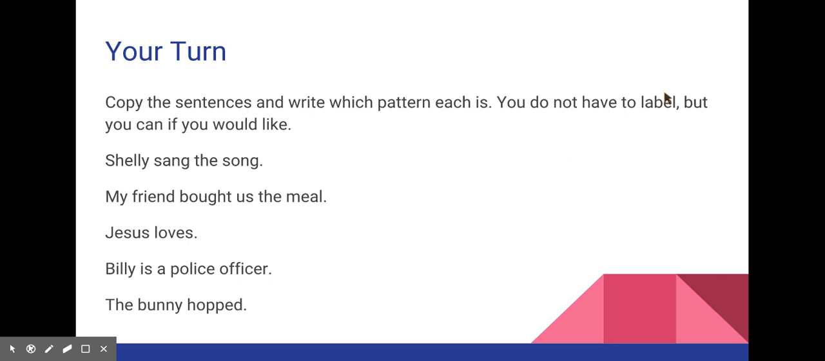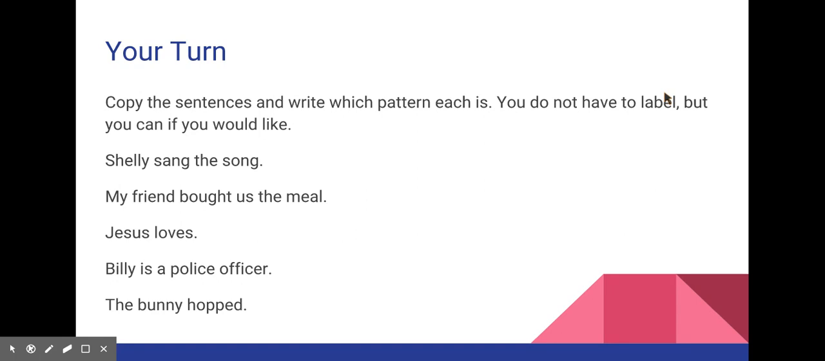Now it's your turn. You're going to pause it here and copy the sentences and write which pattern each one is. You don't have to label it, but you can if you would like, and I'll check it for you. Shelley sang the song. My friend bought us the meal. Jesus loves. Billy is a police officer. The bunny hopped.